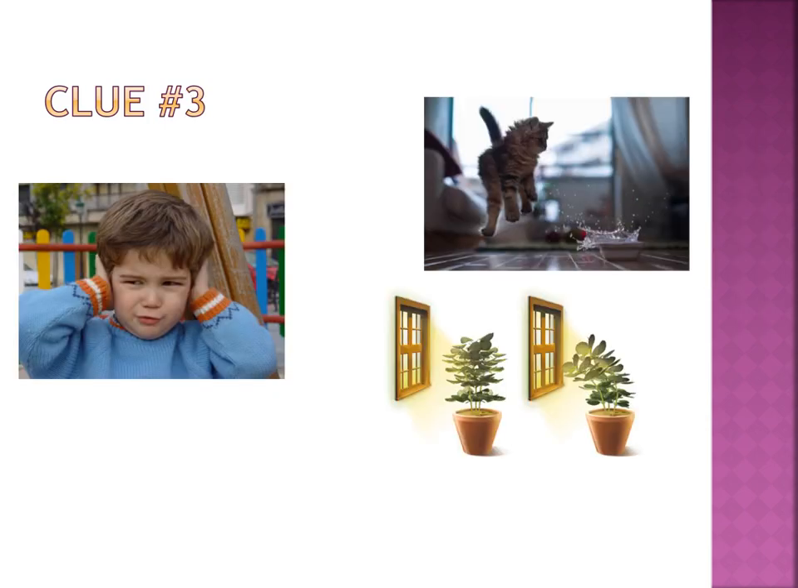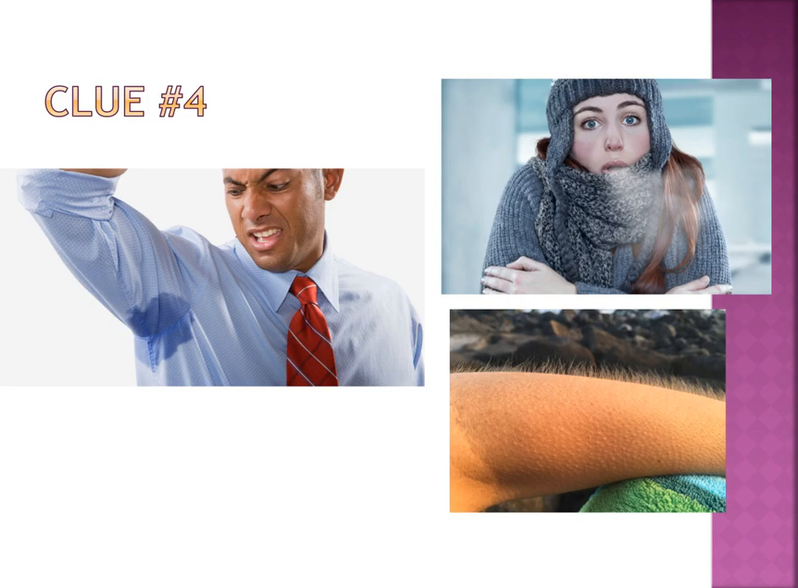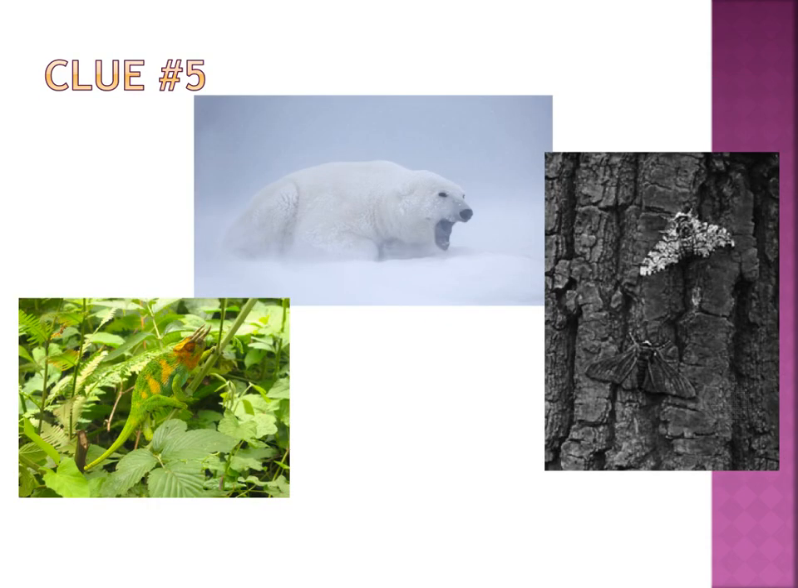Clue number 3. Clue number 4, we have a gentleman sweating, a woman shivering, another person getting goosebumps. Clue number 5, again, try to find one word that could classify these pictures. So we have a chameleon turning colors, a polar bear in the white snow, and we also have 2 moths actually on this tree. So we have a lightly colored moth, a white color, and a dark colored moth. So what do you think these pictures are trying to tell you?